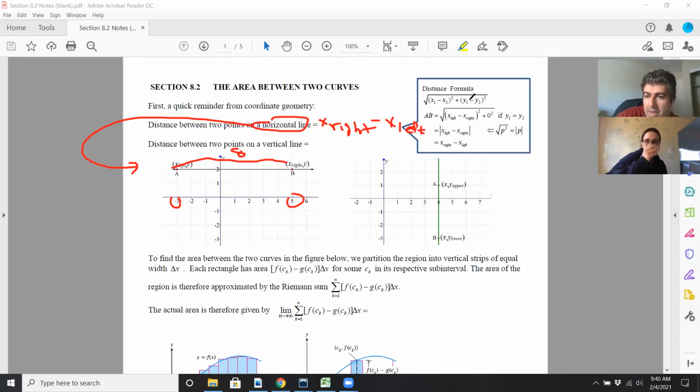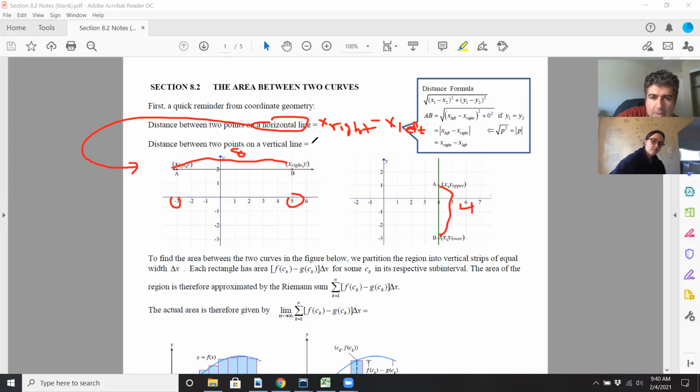You can see it's kind of worked out off to the right here. So you might remember the distance formula, which is that wacky formula right there. Again, if you plug in the x coordinates, take the difference, square it. The y coordinates are identical, so they go away. And so essentially, it's just going to be the absolute value of x right minus x left, or just x right minus x left.